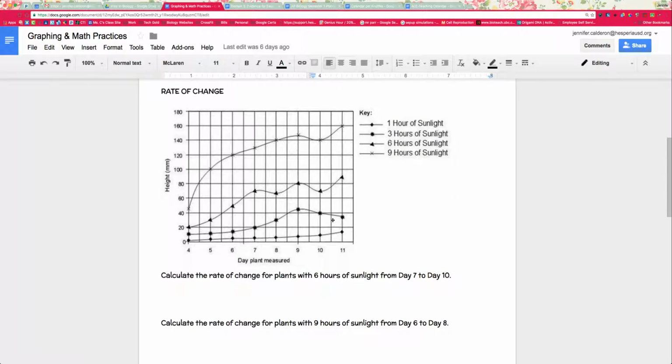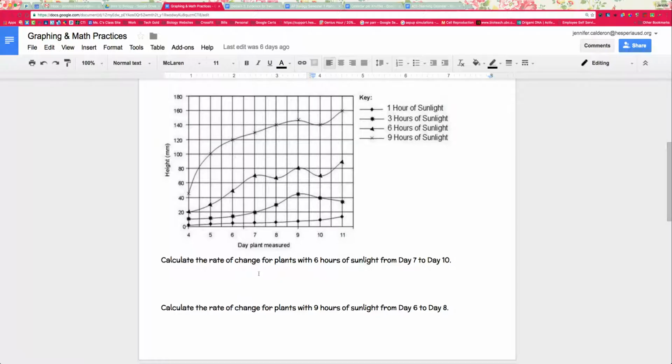The next part is rate of change. It says calculate the rate of change for plants with 6 hours of sunlight from day 7 to day 10. So you're going to look at 6 hours, and compare day 7 to day 10. If I look at day 7, this is approximately 70 millimeters in height. Day 10, it's at 70 millimeters of height. So that would be no rate of change. So that's your one help.